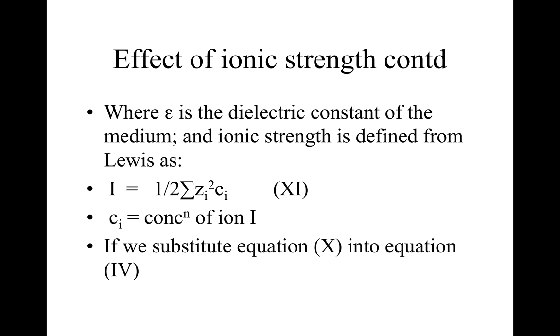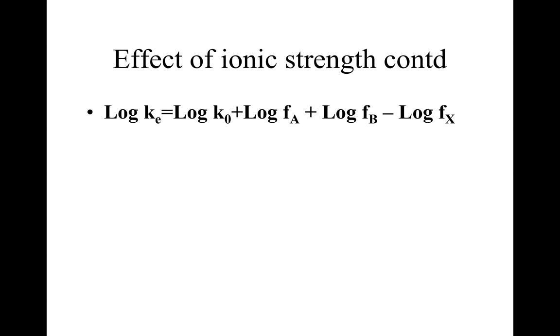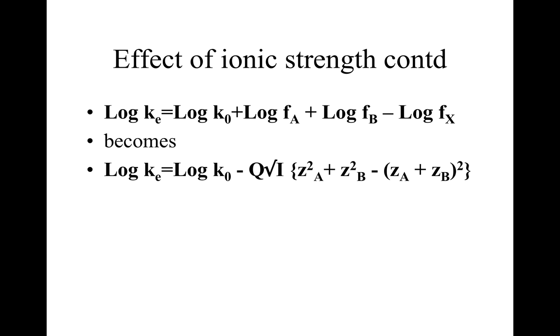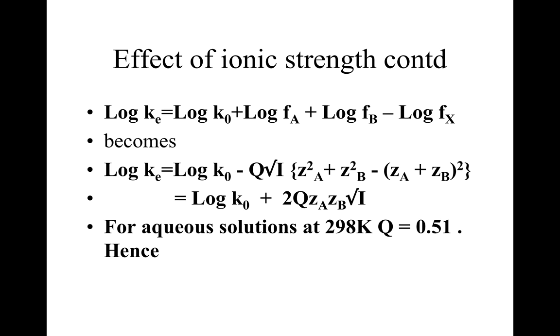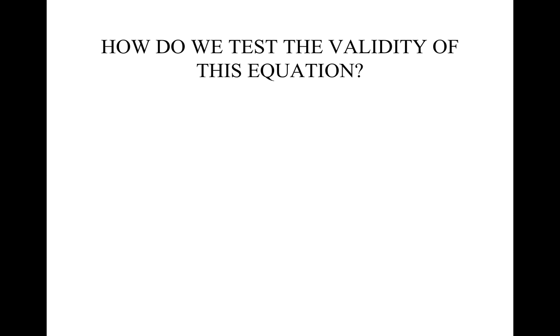If we substitute equation 10 into equation 4, log K is equal to log K naught plus log FA plus log FB minus log FX becomes log Ke is equal to log K naught minus Q root I all times Z squared A plus Z squared B minus open bracket ZA plus ZB all squared. If we sort out the algebra here, we find that log Ke is equal to log K naught plus 2 Q ZA ZB root I. It is found that for aqueous solutions at 298 K, Q is about 0.51. Hence, the equation now becomes log K is equal to log K naught plus 1.02 ZA ZB root I.